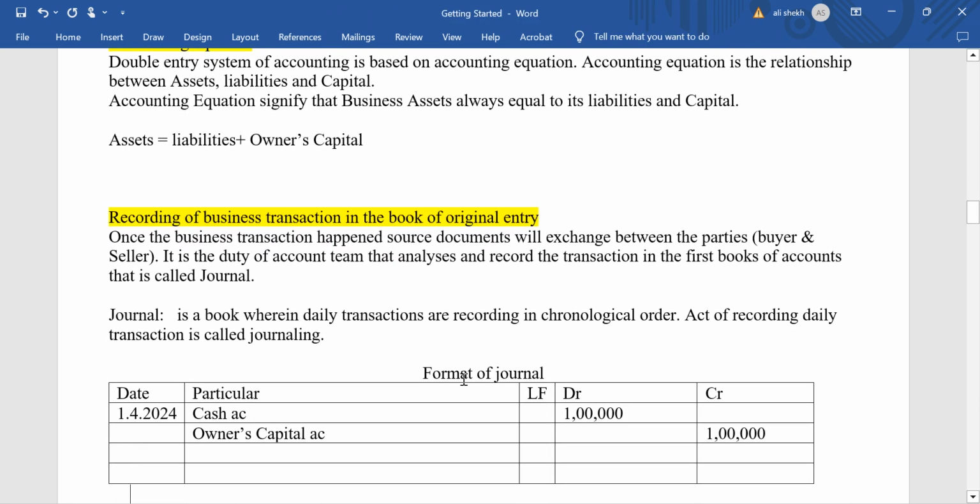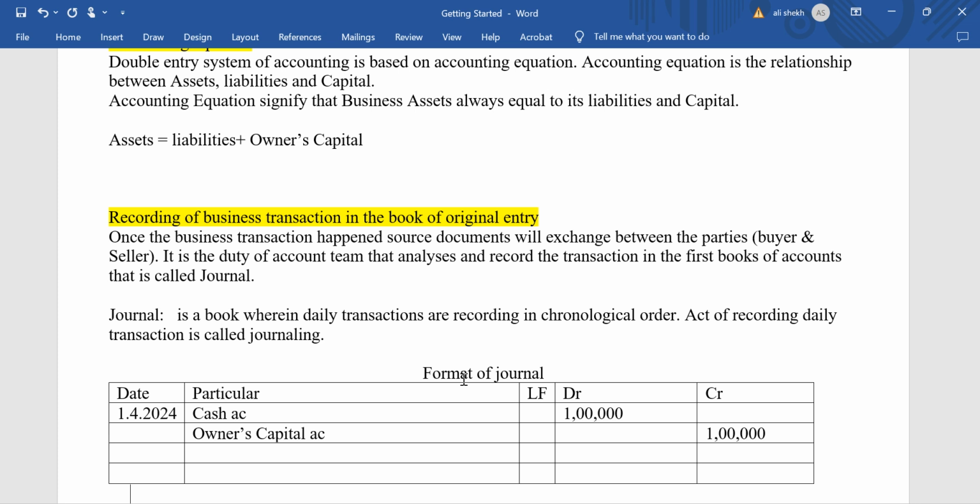Okay, next question. Recording of business transaction in the book of account. Once the business transaction happens, source documents will be exchanged between the parties, buyer and seller. It is the duty of the accountant to analyze and record the transaction in the first book of account, that is called journal. Journal is a book wherein daily transactions are recorded in chronological order. The act of daily recording transaction is called journalizing.